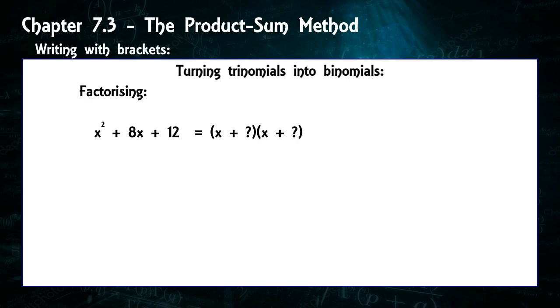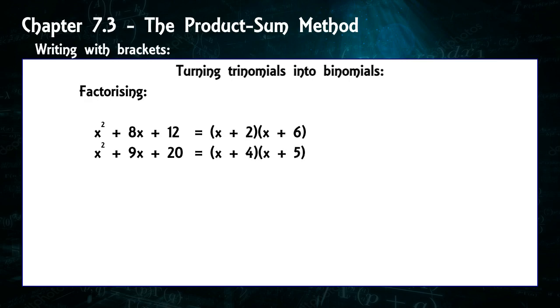We need to find two numbers where the product is 12 and the sum is 8. Without much effort, we find 2 and 6. So x squared plus 8x plus 12 turns into (x+2)(x+6). And just so you know, if you write down (x+6)(x+2), that's fine. Now we factorize x squared plus 9x plus 20. We're looking for two numbers that multiplied give 20 and added give 9. Those two numbers are 4 and 5. So we turn our trinomial into the binomial (x+4)(x+5).